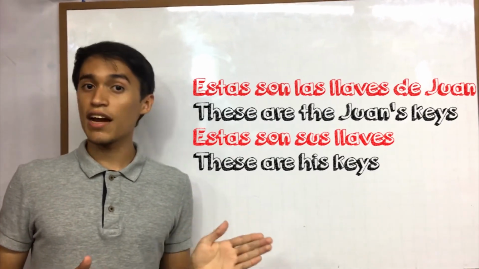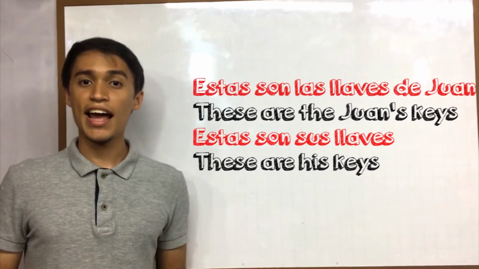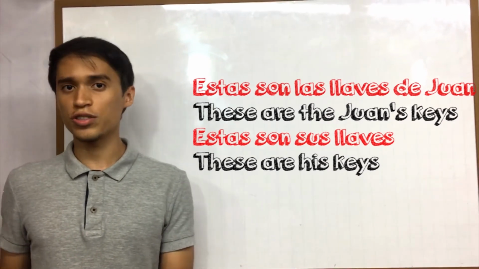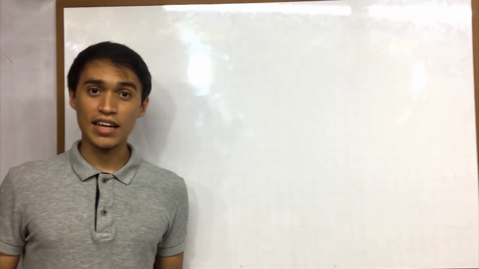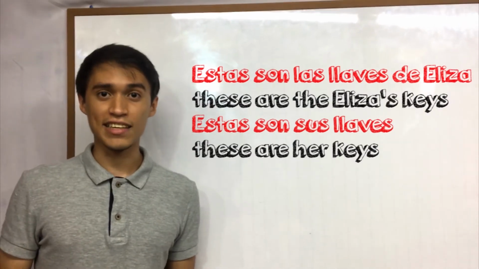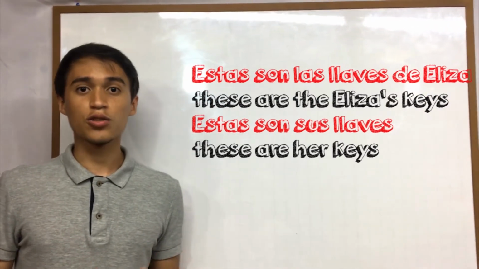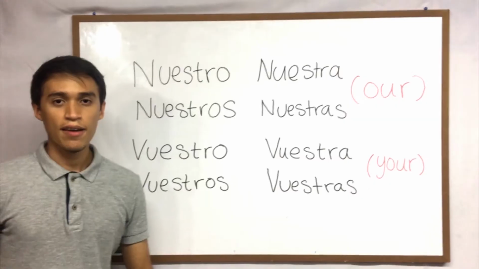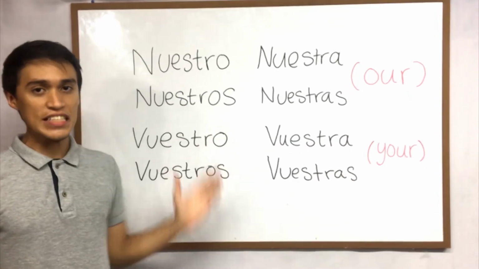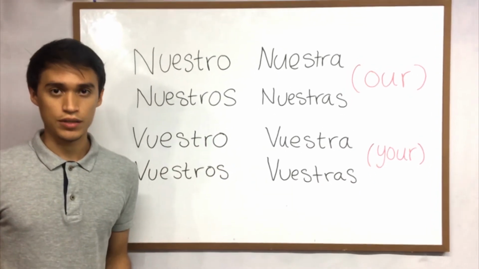Now let's see some examples with sus. Estas son las llaves de Juan. Estas son sus llaves. Estas son las llaves de Lisa. Estas son sus llaves.